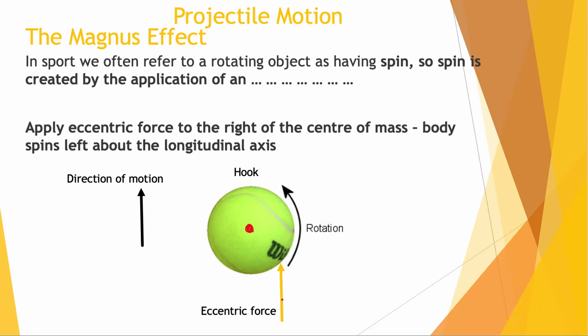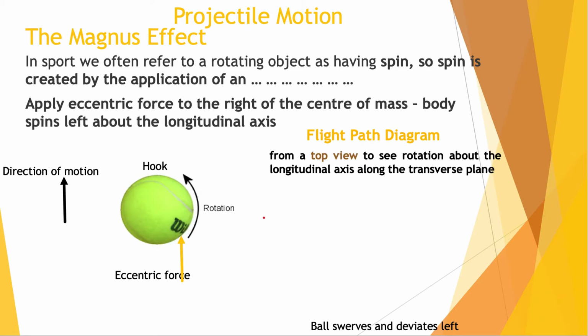So a side spin is now where we're applying the eccentric force to the side of the ball. So if we're looking over the top of it, this eccentric force is being applied to the right-hand side of the ball this time, causing the ball to spin anti-clockwise. And in golf, it would be a hook. So let's have a look at, again, what that's going to cause.